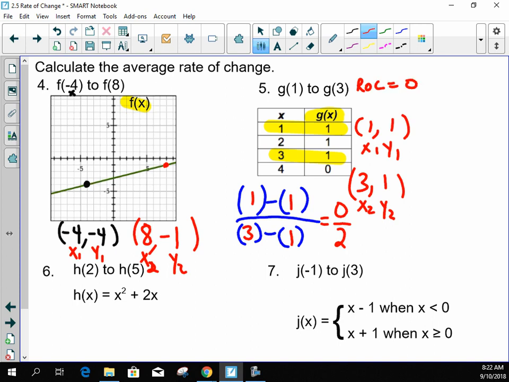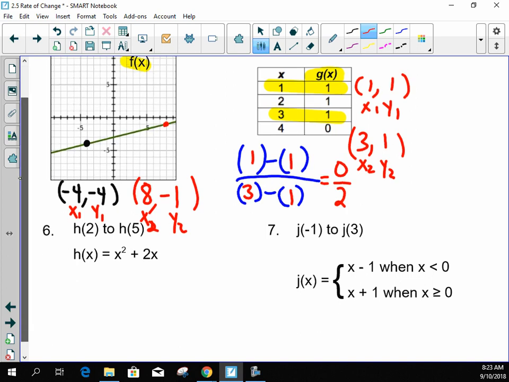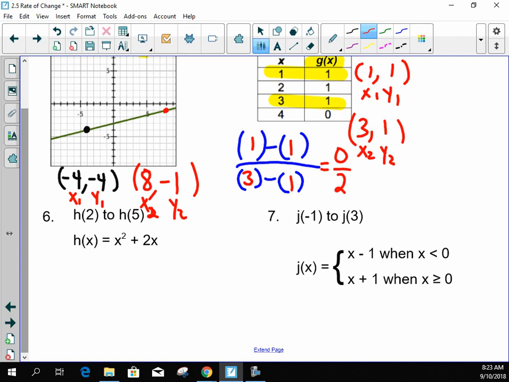0. If you go from 1 to 1, that's a horizontal line. All right. You went like this. Okay. 1 is at 1. 2 is at 1. 3 is at 1. And then 4 is at 0. So this is the line right here. There's your line. Okay.